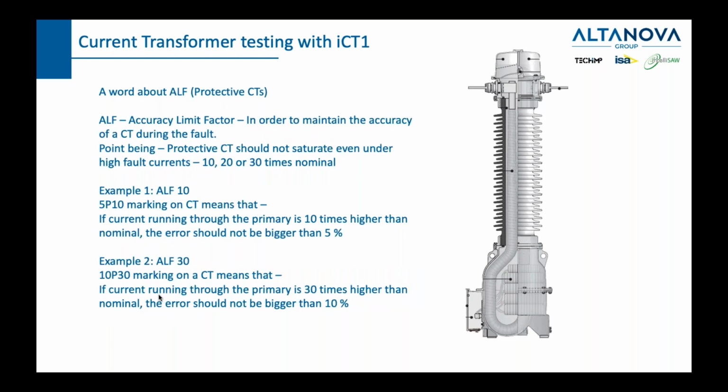Sure. When we say that the current can reach 10 times or 30 times the nominal value to guarantee the accuracy, let's say 5% or 10%, this means that the burden to be connected to the secondary side must be the nominal one. I mean, the burden that absorbs the full power at the nominal current. In different conditions, the ALF may be different.